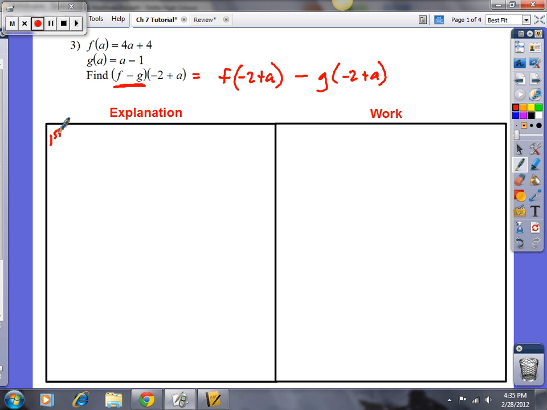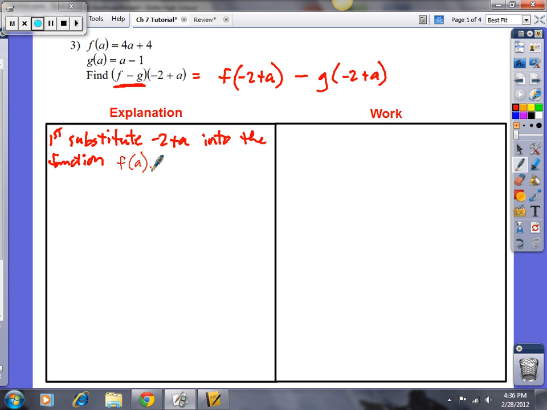Alright, so I would just go first. What we're going to do first, we're going to substitute negative 2 plus a into the function f of a. Maybe I can make this smaller. There we go, that's better. So that's the first move. That one sentence tells me what your first move is.